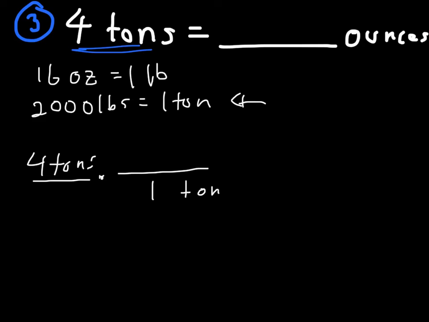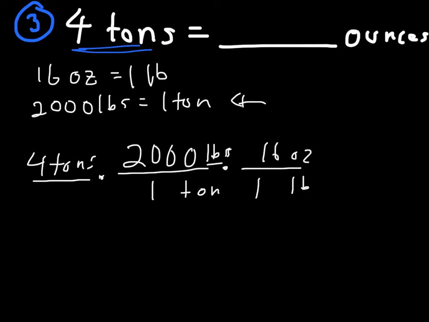And so on the top I need 2,000 pounds because that's what 1 ton is. Labels are very important. I cannot forget those. And now I need to take this times another fraction, and this one is going to involve pounds. So I'm going to have my pounds on the bottom because it's on the top here. We know that 1 pound will equal 16 ounces.